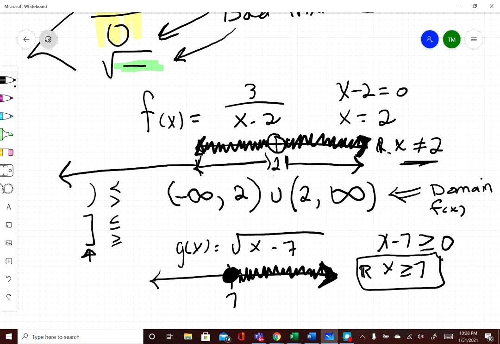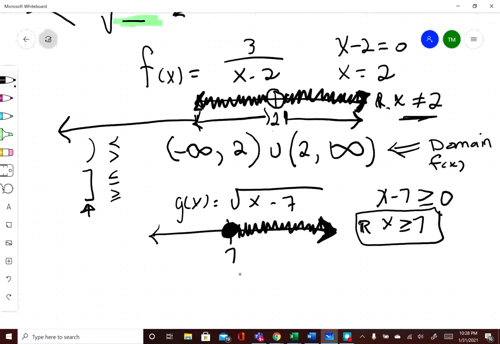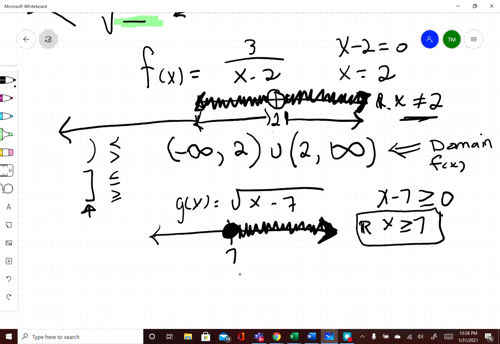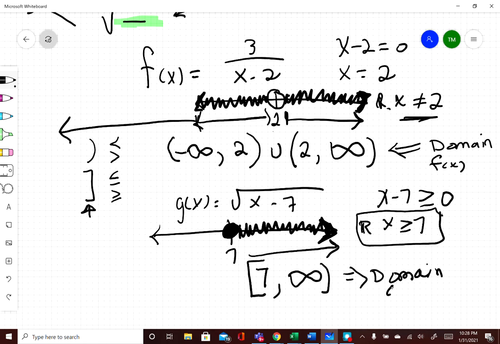And then when we go to think about our interval notation, we can think back about how many intervals we're going to have. Well, in this case, we only have one interval, and it's right here. The smallest number for that interval is 7. And it includes the 7, so we need to lock it in with that barn door, and it goes to infinity. So this is the domain for g of x.